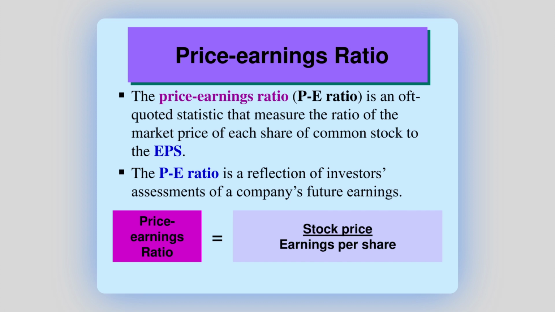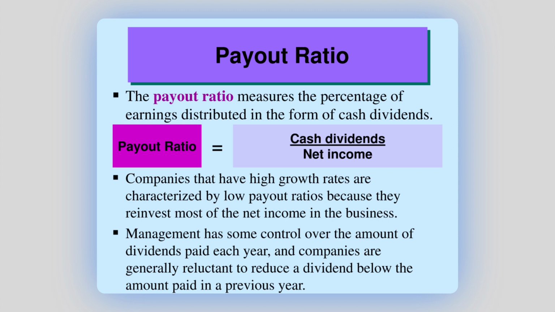So, the PE ratio is a reflection of investors' assessment of the company's future earnings. You also have your payout ratio. It measures your dividends payout, the percentage of earnings distributed in the form of cash dividends. So, ano yung formula class? Payout divided by cash dividends divided by your net income.